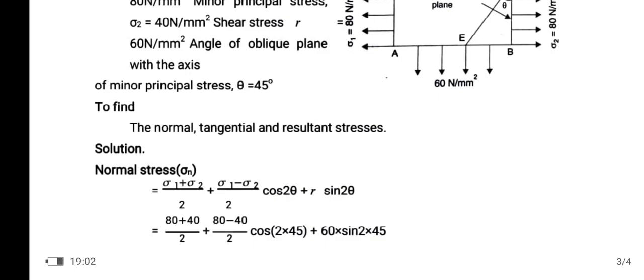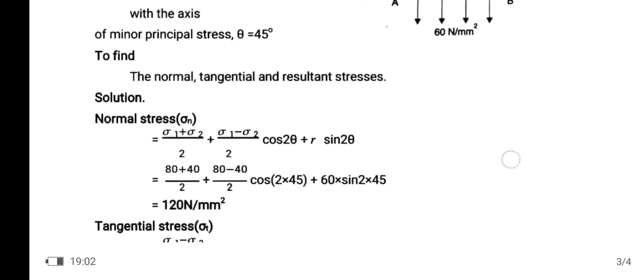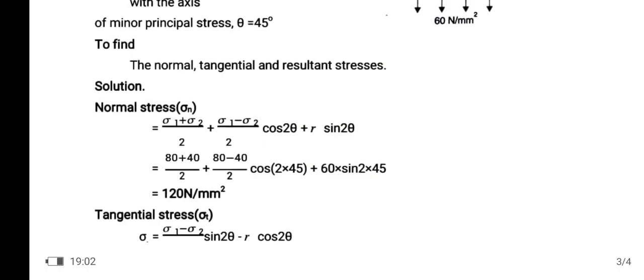First, to find the normal stress. The normal stress sigma n is equal to (sigma 1 plus sigma 2) divided by 2, plus (sigma 1 minus sigma 2) divided by 2 cos 2 theta, plus r sin 2 theta. Substitute all the values: sigma 1 is equal to 80 and sigma 2 is equal to 40, theta value 45 degrees, r value 60, that is the shear stress. So the answer is 120 N/mm².